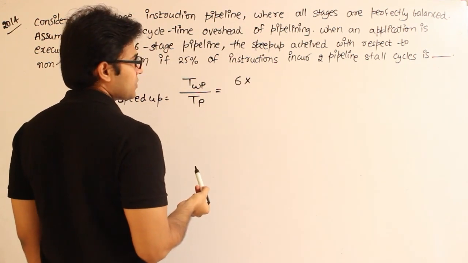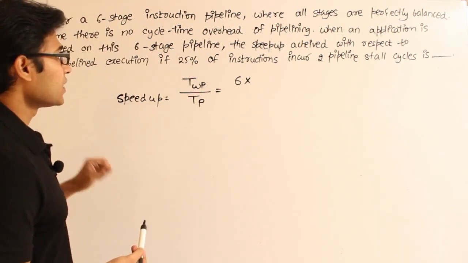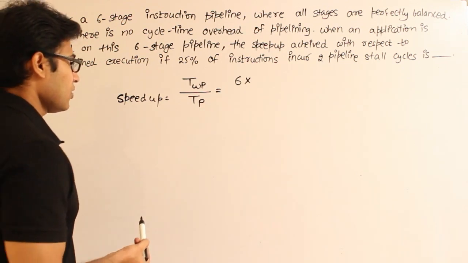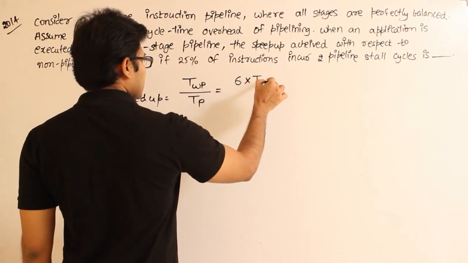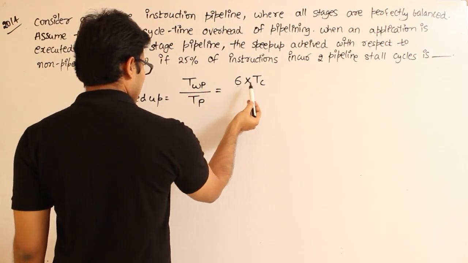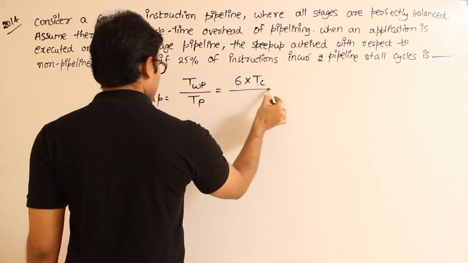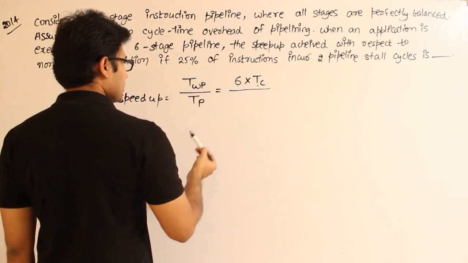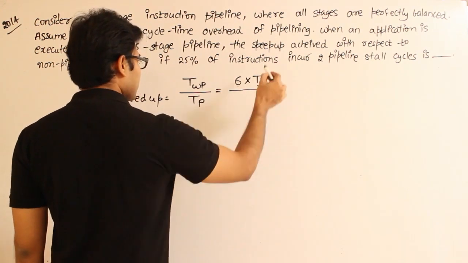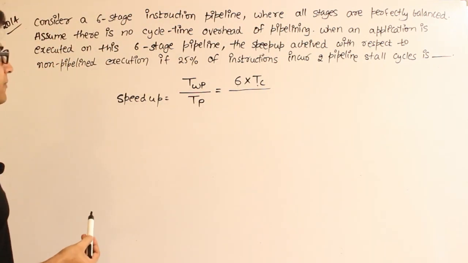Since they didn't mention anything, we can safely assume that the time taken for each stage is 1 clock. Let me write it as TC. TC means 1 clock cycle. So 6 stages are there and each stage we assume takes 1 clock. The reason I am assuming 1 clock is that in the denominator also we'll assume 1 clock, so both these clocks will get cancelled and we get a constant number. That is the reason.